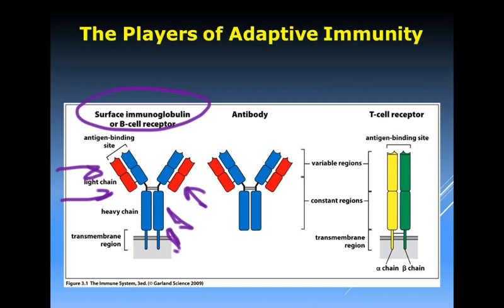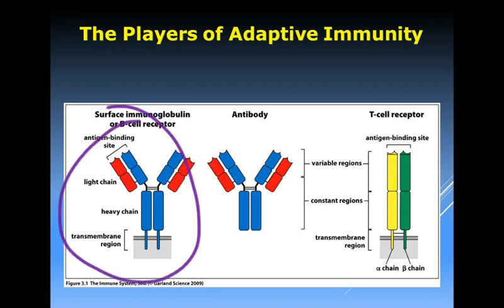So when they're on the surface, we call them immunoglobulins. We can call them secreted immunoglobulins when they're released from the cell or secreted out of the cell, or we can call them antibodies. They mean the same thing. They refer to the same molecules. They're very, very similar, but there's some slight differences between surface immunoglobulins and secreted antibodies. And we'll come back and talk about it.